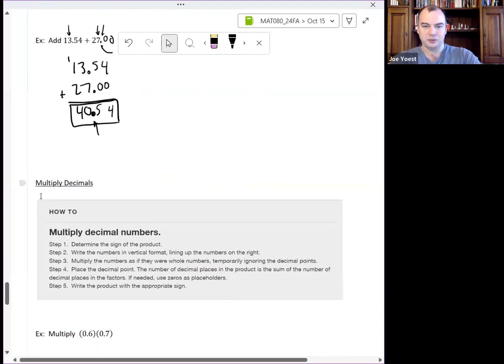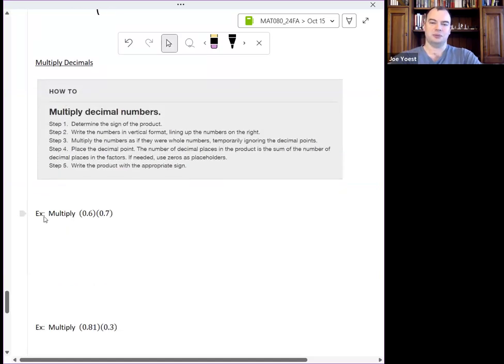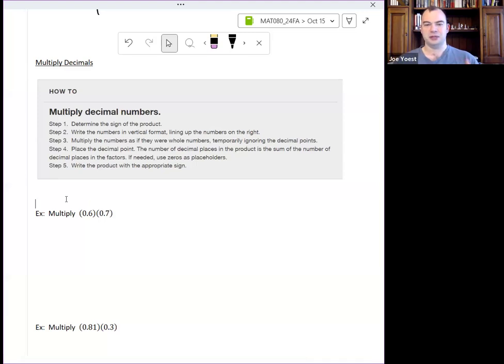Okay, so next time we come back, we will talk about multiplying decimals. And this will actually work pretty similar to multiplying whole numbers, but we'll have to be a little more careful with the decimal point. We'll have to do a couple different things with the decimal point, but it will still work pretty similar to multiplying whole numbers.